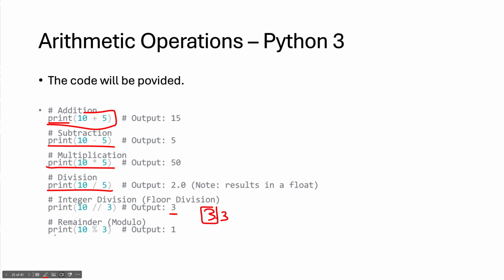And we have remainder division, print 10, that's a percentage sign, 3, that's going to only give me the remainder. So we know that when we divide 10 by 3, we're going to get 3, and then we're going to have 1 as a remainder, because 3 times 3 is equal to 9. We have 1 as a remainder. That's what this kind of division gives you. So this is really good to check if a number is even or odd, because if it does have a remainder, it's probably not going to be even if it's divided by 2.